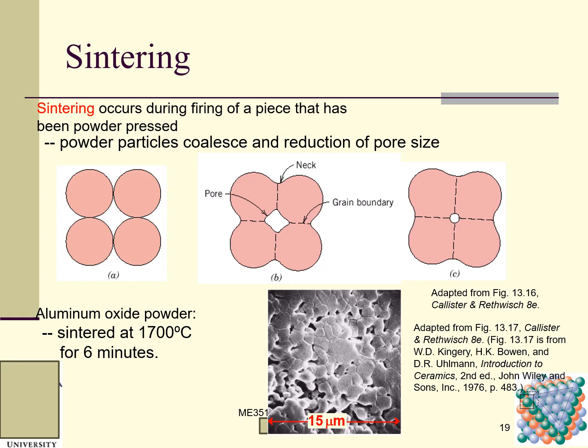And then there is sintering. Sintering occurs during firing of a piece that has been powder pressed. Okay, powder particles coalesce, and the pore size is reduced. You can see it here. This is a pore. This is a neck. These are grain boundaries here. You can see the pore size is decreased. Aluminum oxide powder sintered at 1700 degrees C for 6 minutes, and you can see this one.